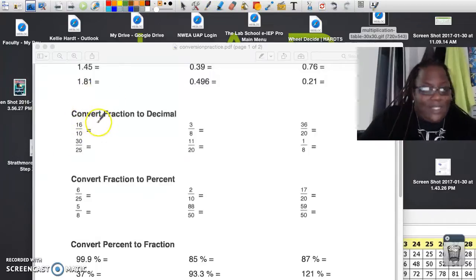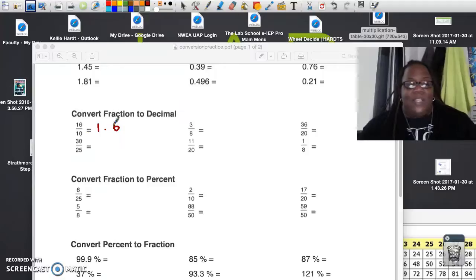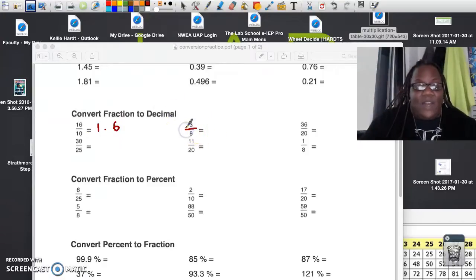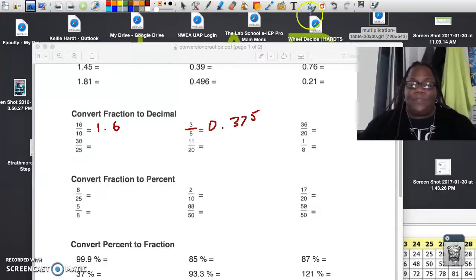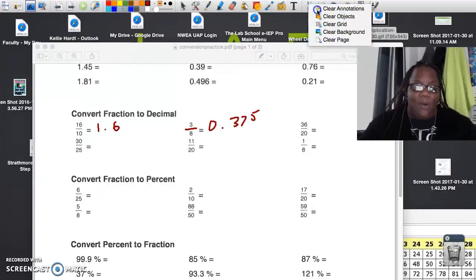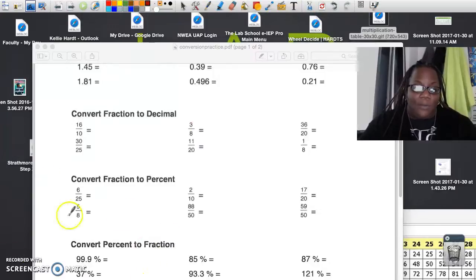So, 16 and a 10. There we go, 1.6. Okay? So, fraction to decimal, easy. Put it in a calculator. Top number first. 3 divided by 8. 3 divided by 8. I got 0.375. There you go. Okay? Let's move on to fractions and to percent.